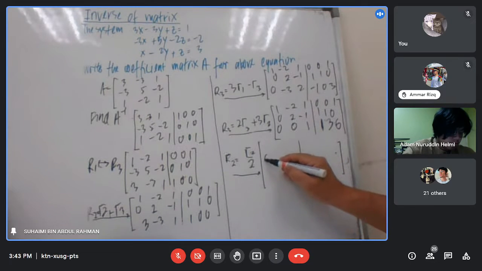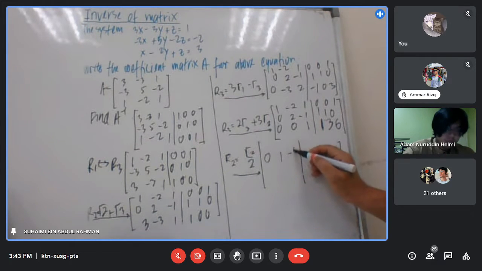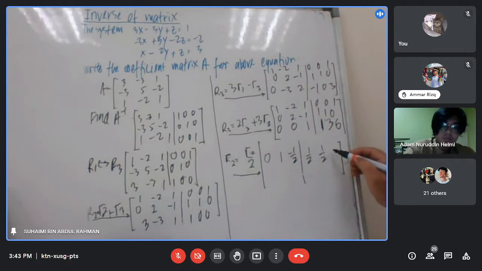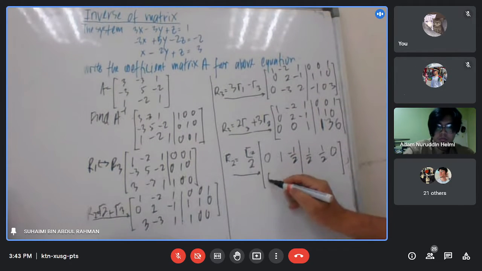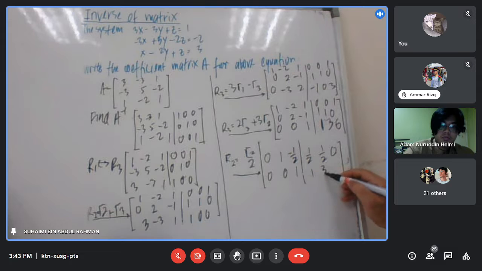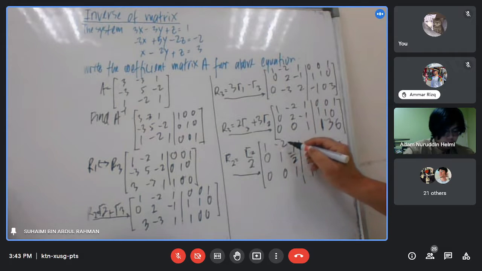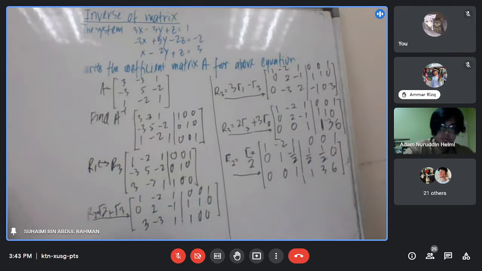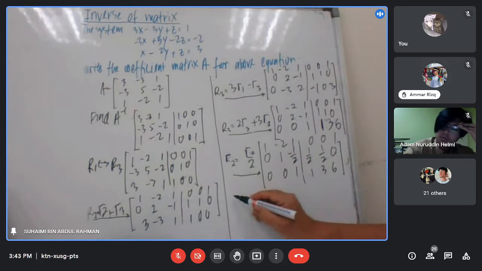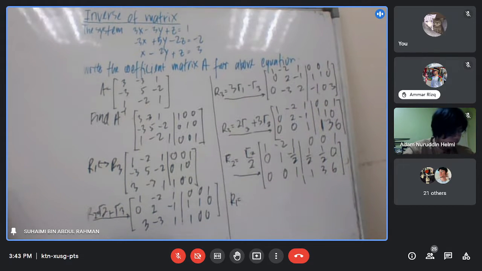So here we get 0, 1, minus 1 over 2, 1 over 2, 1 over 2, 0. You get it? Correct. Here 0, 0, 1, 1, 3, 6. Here 1, minus 2, 1, 0, 0, 1. And now we want to make 1 there and we want to make 0 there. How to make 0 there? We need to change row number 1.